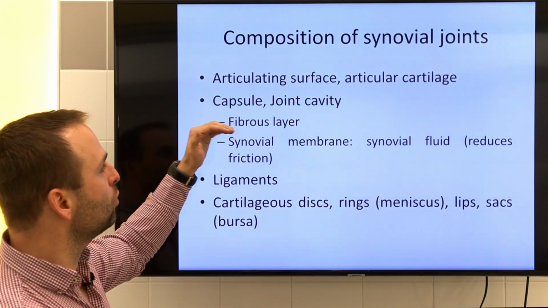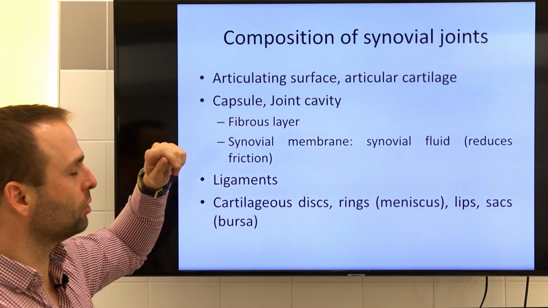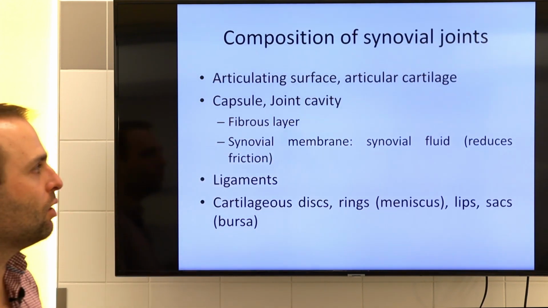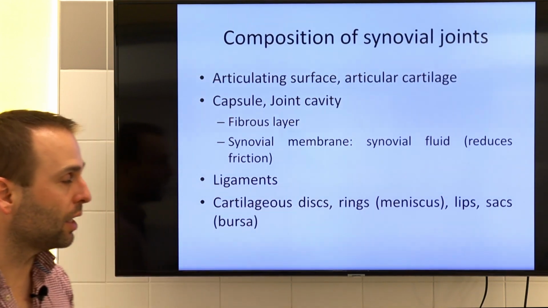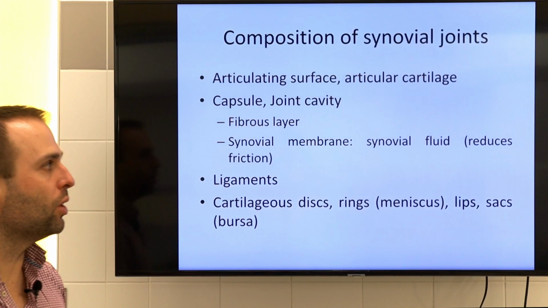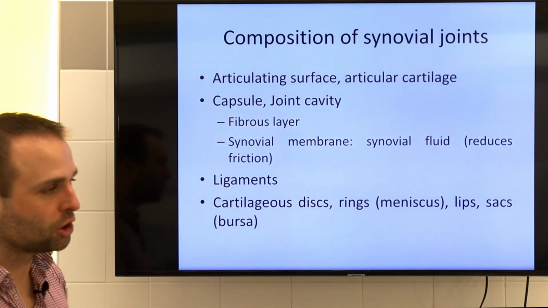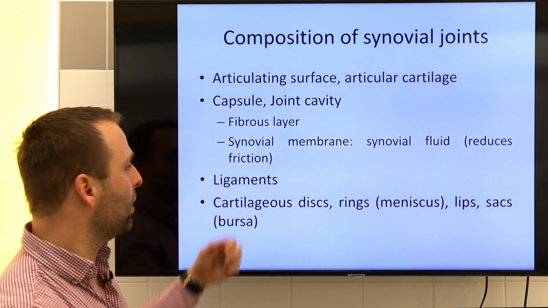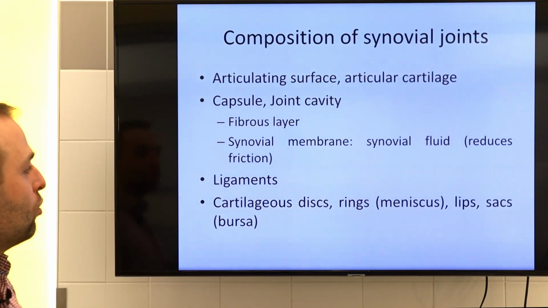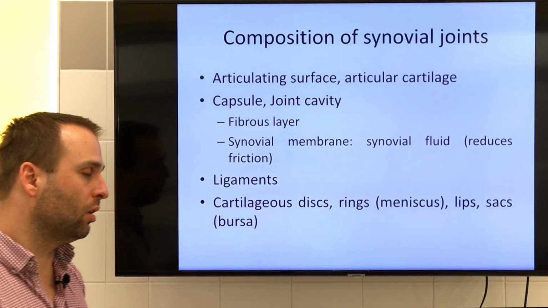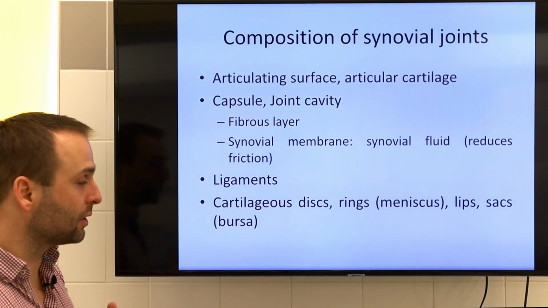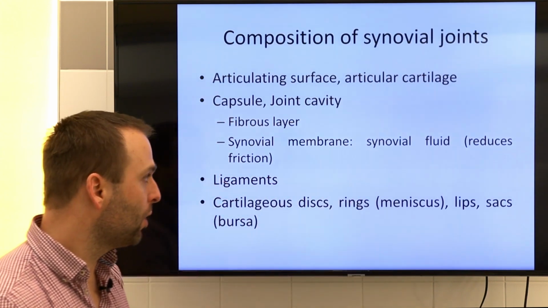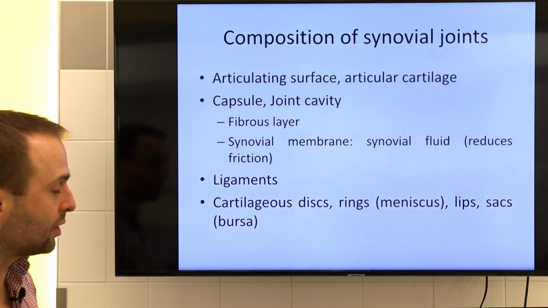This capsule has two layers, an outer fibrous layer, which is made of dense connective tissue, and an internal synovial membrane, which produces synovial fluid, which is found inside the joint cavity. This synovial fluid has a very important function to reduce the friction as the two bones are moving. There are also ligaments which strongly, tightly connect the two bones together, and you also can have some accessory parts like cartilage discs or rings, articular lip, or sac or bursa.